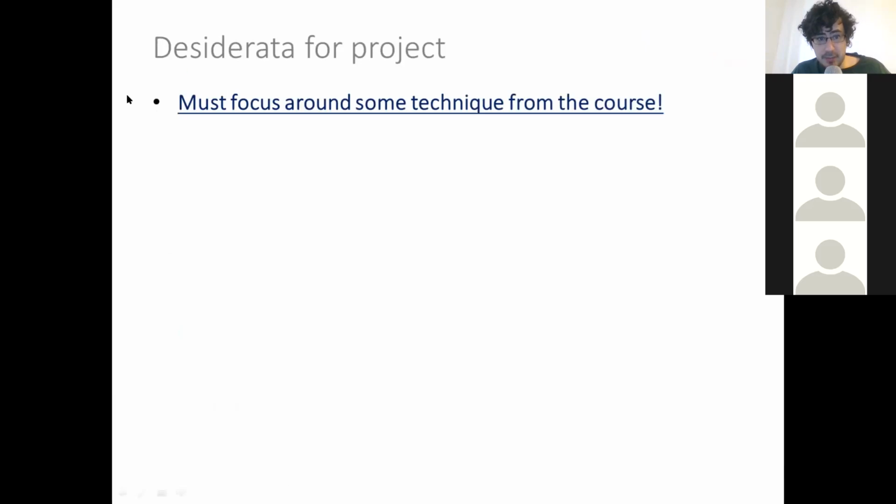So in general, what are the overall ideas of the project? It must focus around some technique from the course. That's the core criterion. So essentially you have to use something that you've learned from the course. So it has to involve Pig or Spark or MapReduce or Kafka or some of the other things that we'll see later in the course, some NoSQL system, Elasticsearch, Apache Giraph, some of the other frameworks that we'll look at.